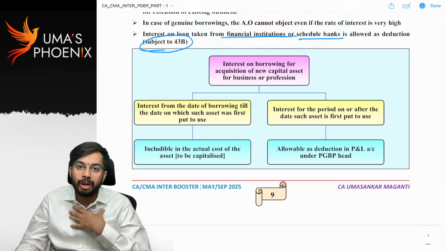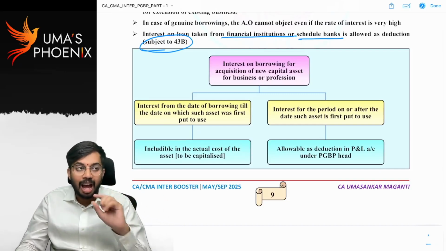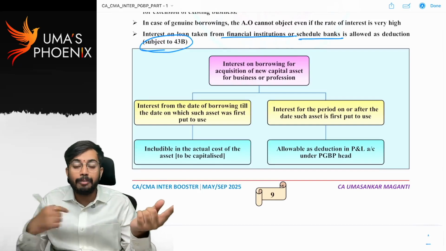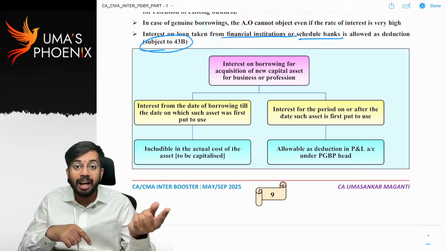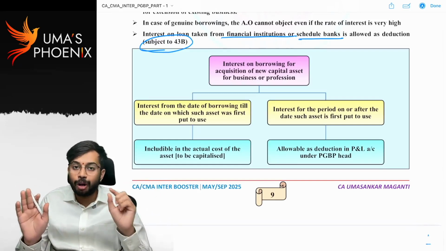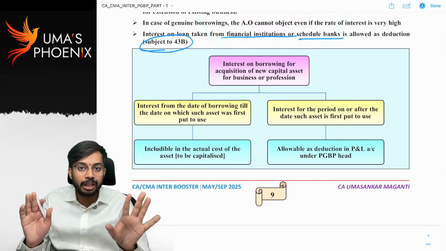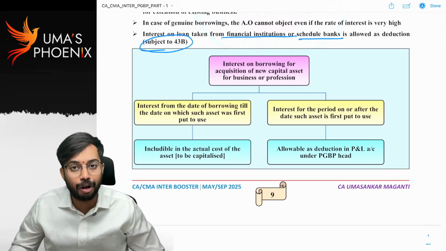I am following accrual basis of accounting. I borrowed a loan from SBI, a scheduled bank. I did not pay interest, but I am following accrual basis of accounting. Can I claim it as deduction? I cannot claim it as deduction. Even if I am following accrual basis of accounting, interest payment to scheduled banks is allowed as deduction only on payment basis as per 43B.